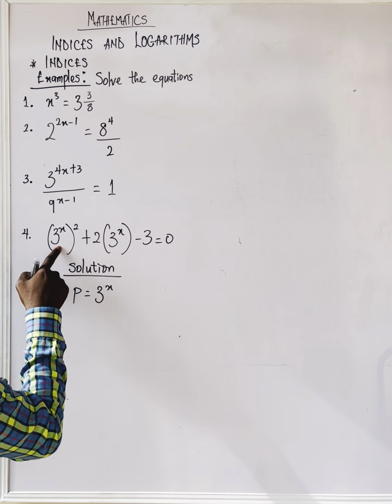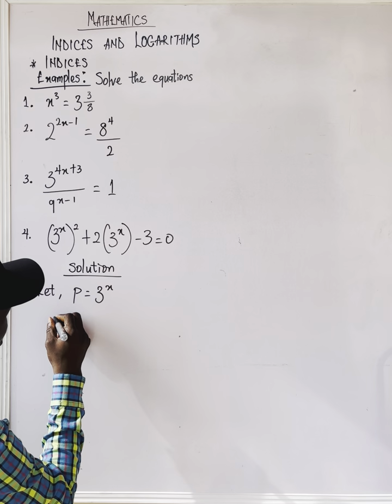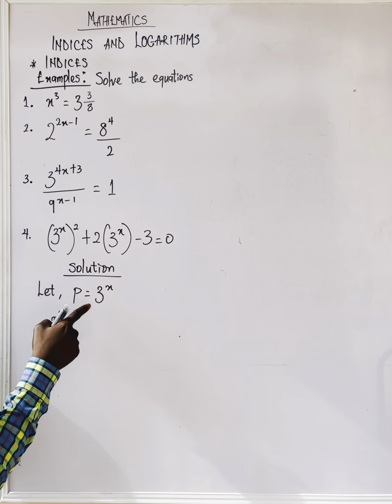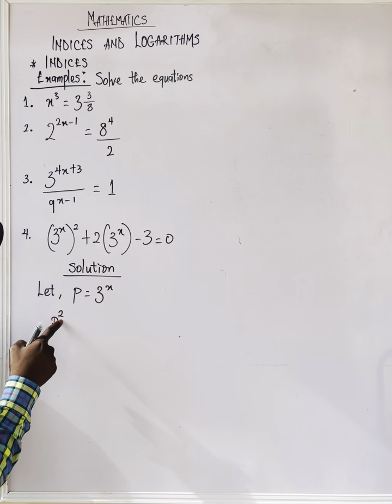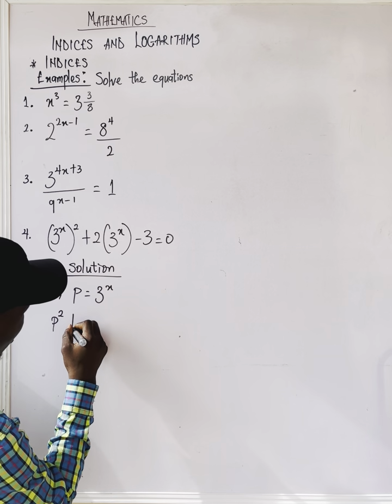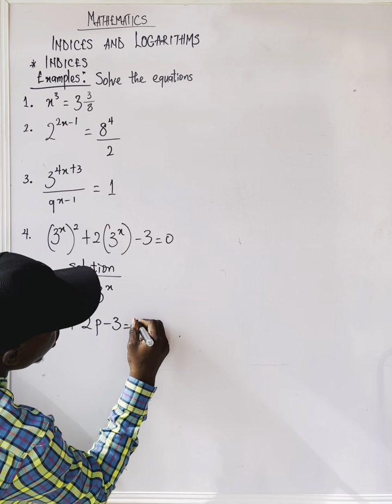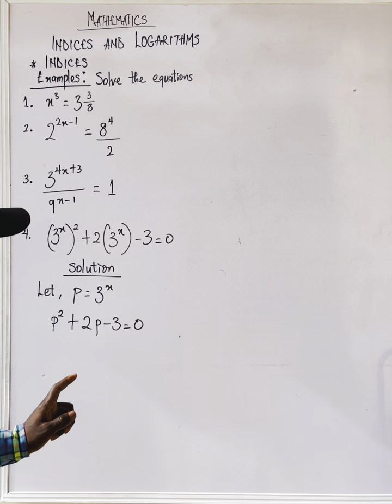Now let's come. This is (3 raised to power x) squared. What are we going to put? We call it p squared, right? Because it's having a square, and 3 raised to power x is p already. Then plus 2 times this, which is now p, minus 3, all equals to 0.